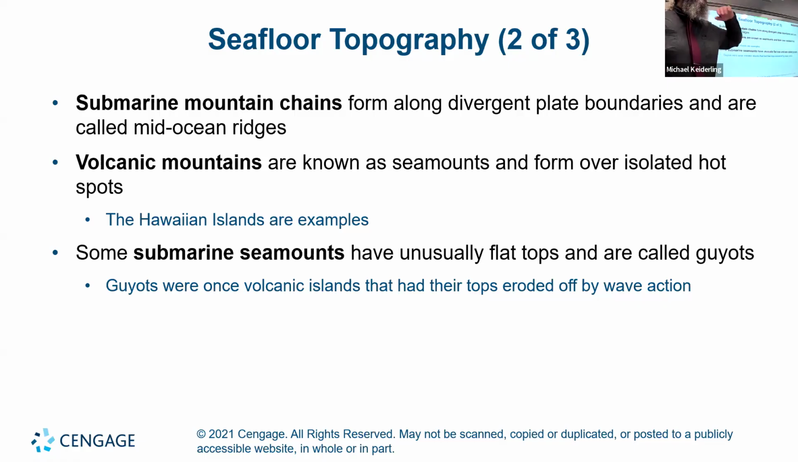Guyots were originally volcanic islands that broke the surface, had their tops eroded away, and then the sea level around them changed. And so they have this really flat top because of that.